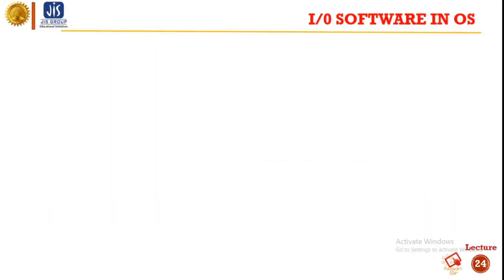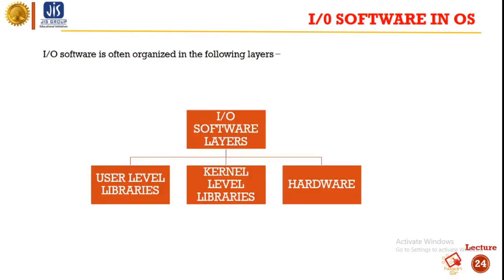So, what is IO software in an operating system? Basically, IO software is often organized in the following layers. You can see that there are three layers: one is user level libraries, the second one is kernel level libraries, and the third one is the hardware.